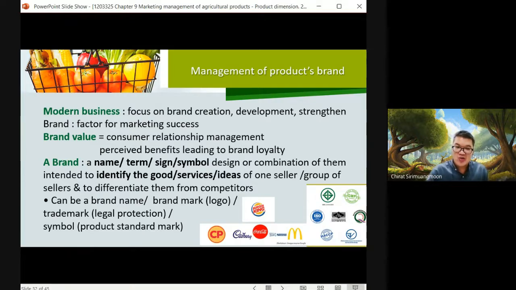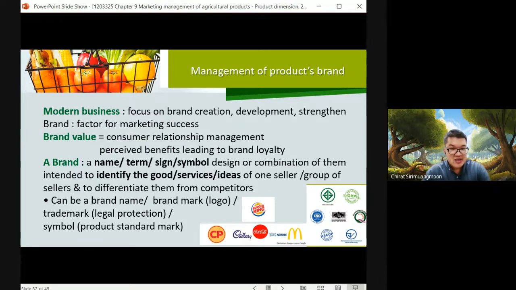So what you need to do is create the brand values. How can you do that? You can control the customer relationship. For example, CP creates the brand values: this is the brand that you can trust, the brand for having a good quality product. Then the benefit from the brand value is that they trust you and they're going to be loyal.